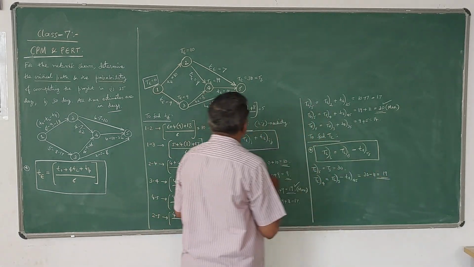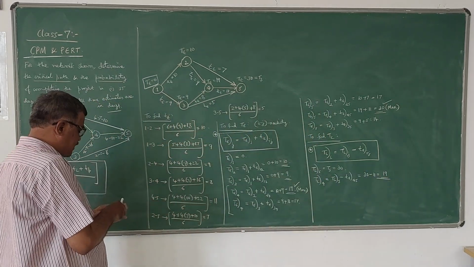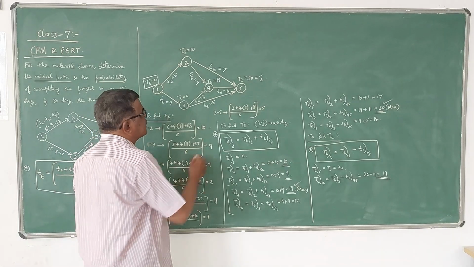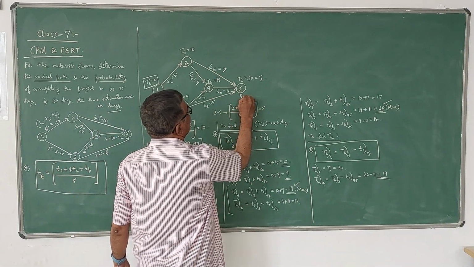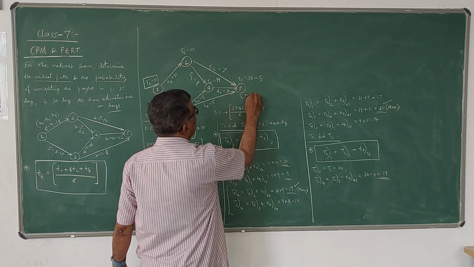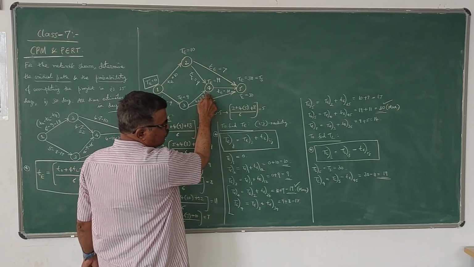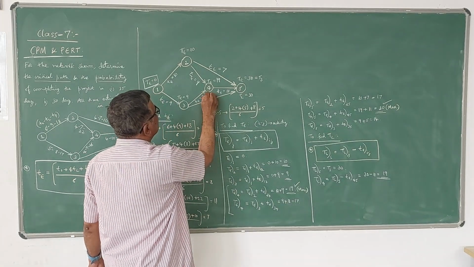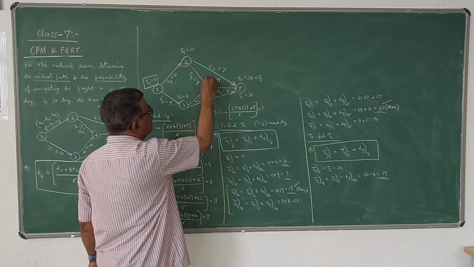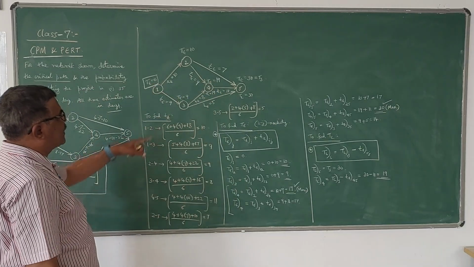So I will write all these values below the line. So that means TL I will write. Here this TL is also 30. Now TL of 4 we got as 19. 19. We have to write below the circle. Next we will come to 3.